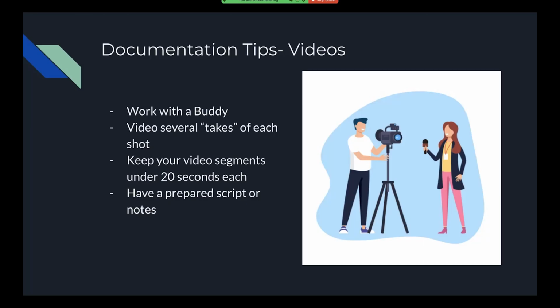You're going to want to video several takes of each shot, just because you never know when you're going to stammer or mispronounce something and it's going to be really embarrassing. It's always best to have multiple versions of the same thing. Then you can pick your favorite one. Try to keep your video segments under 20 seconds each. Make them short and quick. Usually, the more succinct, the better. It's going to get your lesson across better. And also, students sometimes have short attention spans, don't we all?